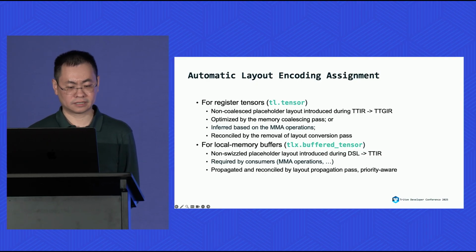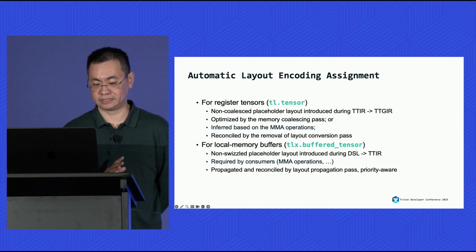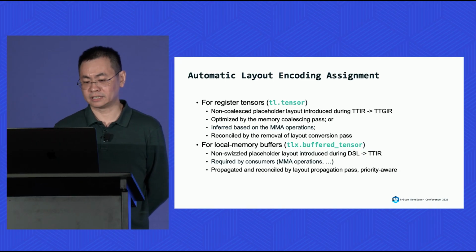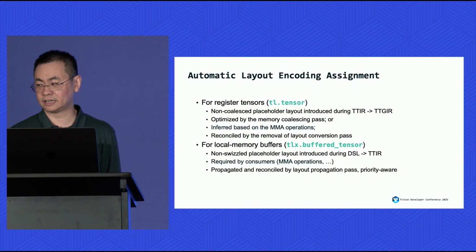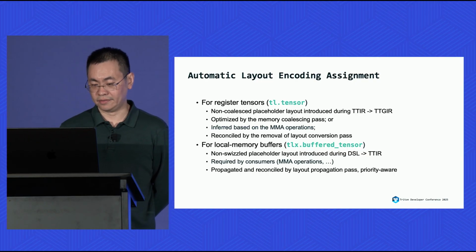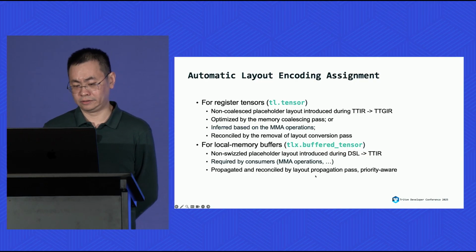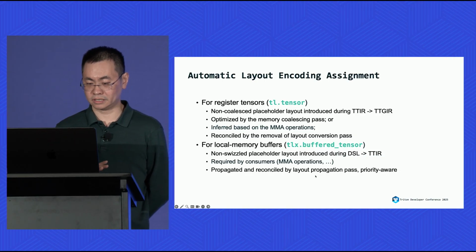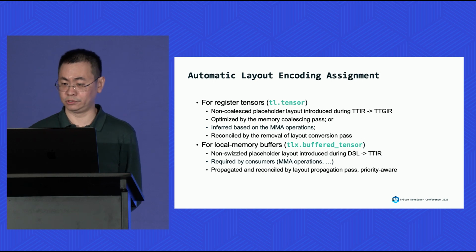So the compiler will start with a placeholder layout, let's say it's a non-swizzled layout, and then it propagates it throughout the kernel, depending on the consumers and the user requirements. And all of this is done in our newly introduced layout propagation pass. So it's priority aware, and it's fully transparent to users.